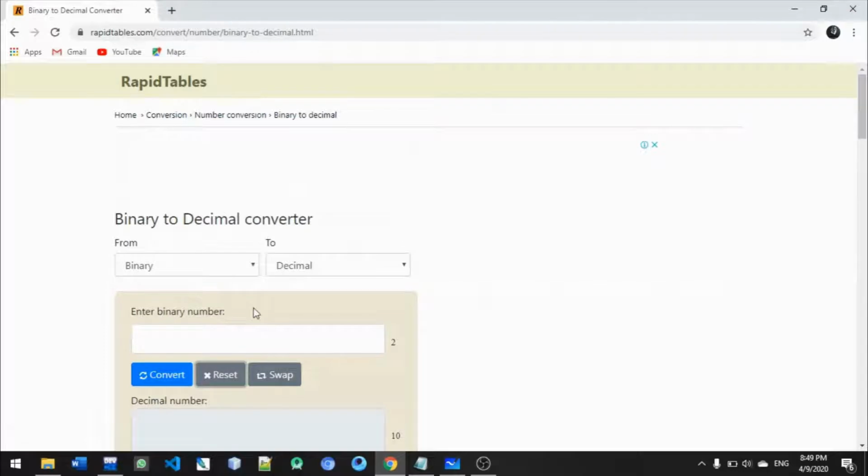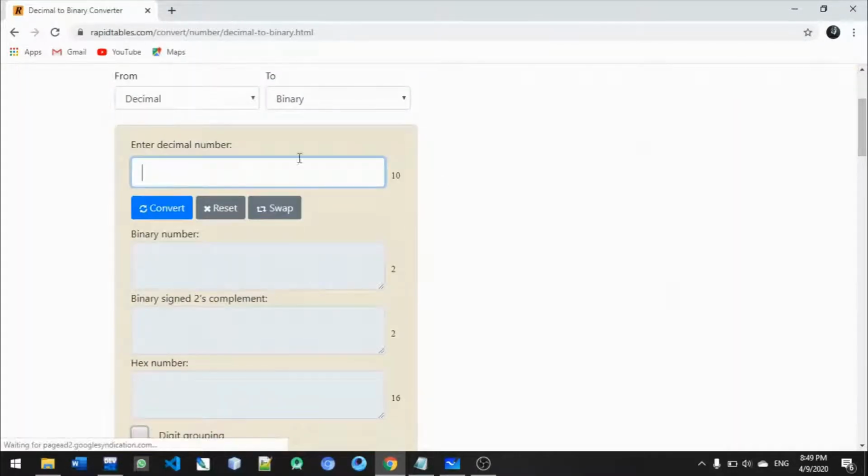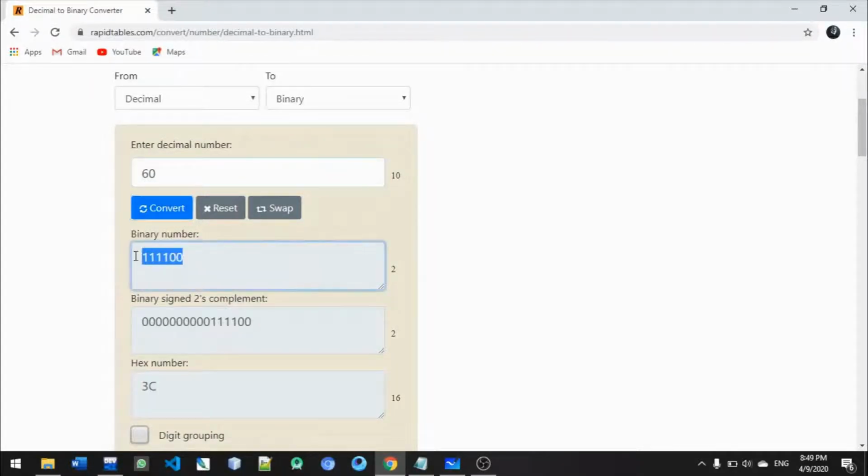Let's go toward the calculator, and here I'm putting in 60. Let's check it out. What is the binary number of 60? This is the binary number of 60. Here I'm pasting it. If you want, you can convert a decimal number to a binary number yourself, without any use of a calculator.